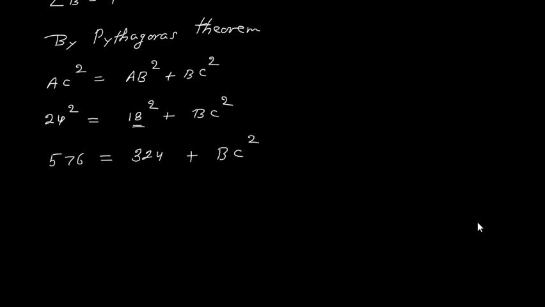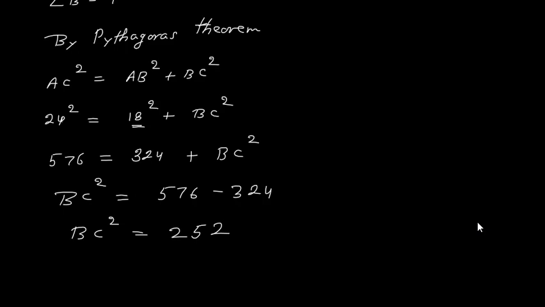You should know squares till 25. Then you will not find it lengthy to solve the problem. BC square is 576 minus 324. This will give 6 minus 4 is 2, 7 minus 2 is 5, and 5 minus 3 is 2. So BC square is 252. Now this 252 is not the square of any number.